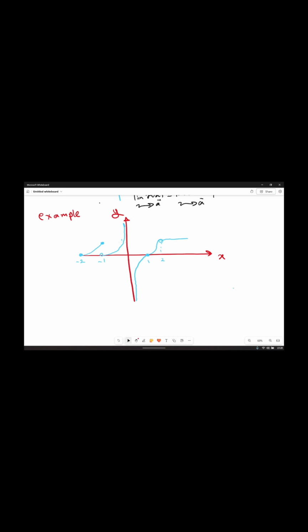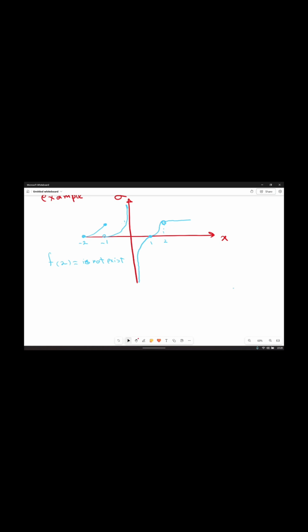Okay, guys, let's compute all of these things. For example, before we go into the limit, if I ask you f of 2, the value at 2 in the function, you say it does not exist. Why? Because our function at the point 2 does not exactly exist.